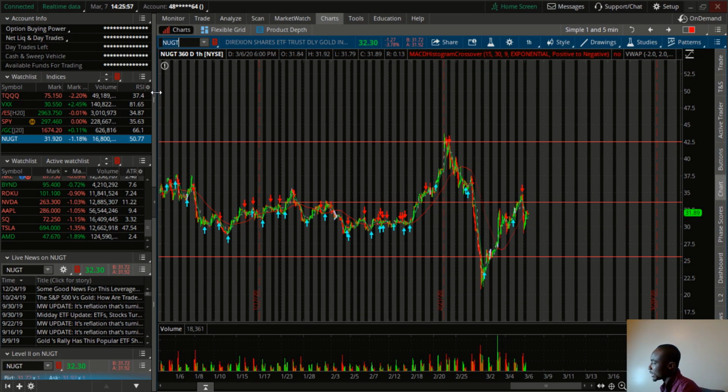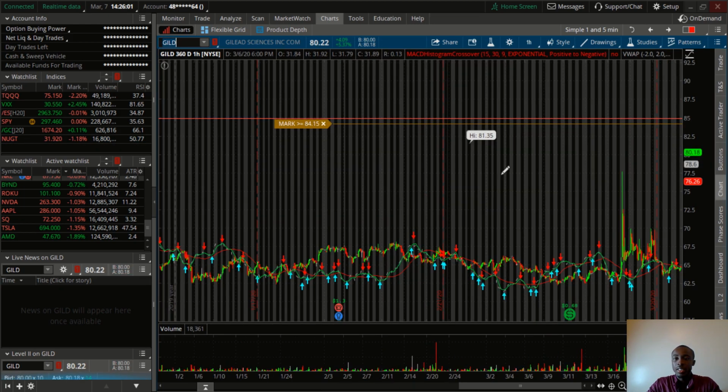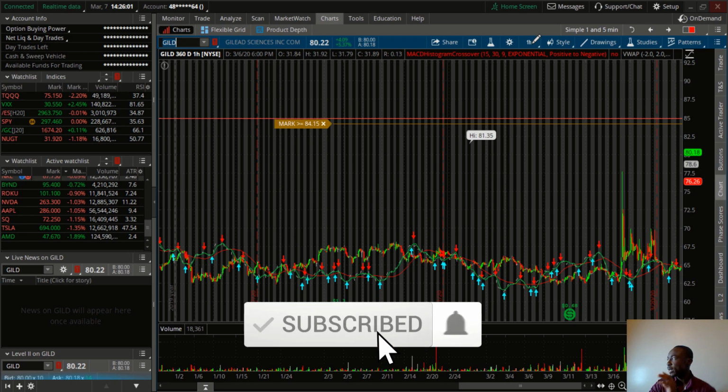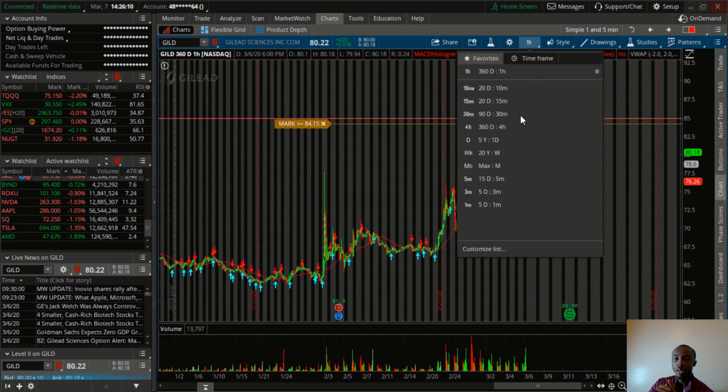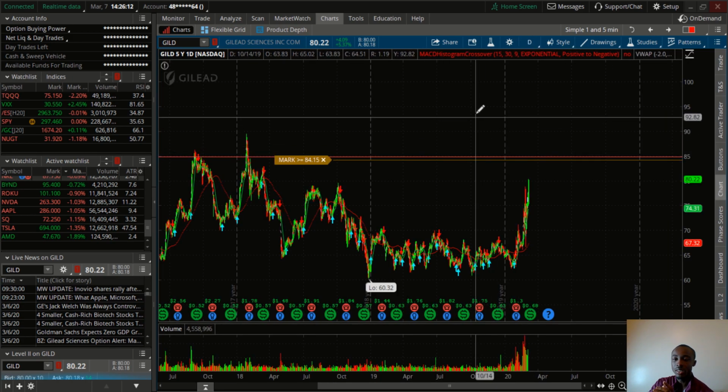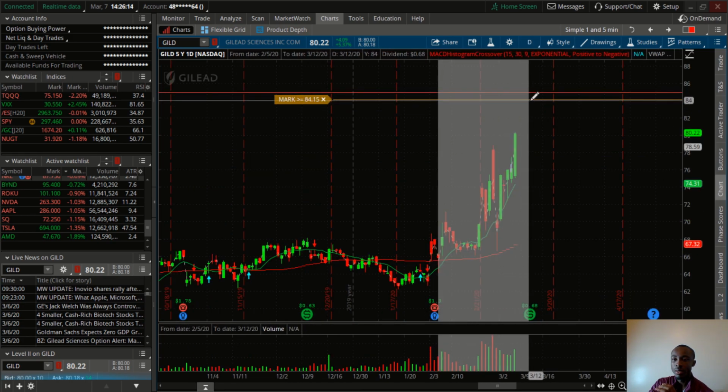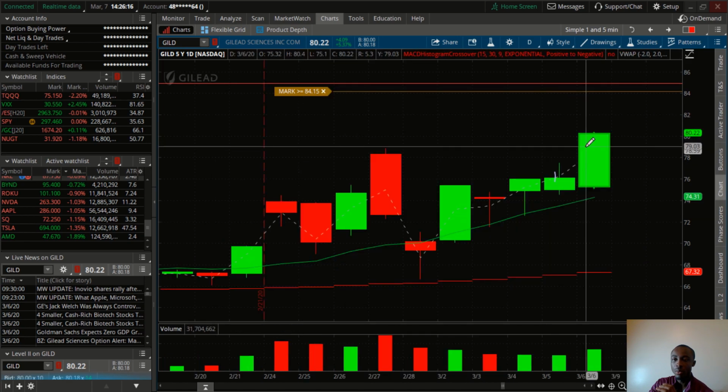Now, the second trade that we took this week was on Gilead. Let me look up Gilead right here for y'all. This is the chart of Gilead, and the reason why I started paying close attention to this one is because of this right here. Let's zoom into the chart more.